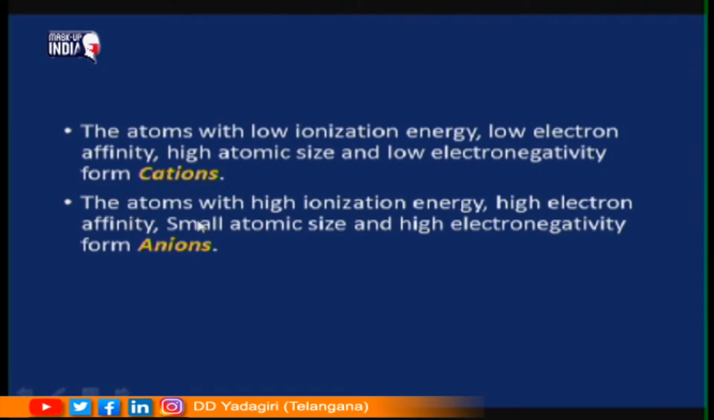Children, if the atom has high ionization energy, that means it requires a lot of energy to remove an electron, and it releases a lot of energy when attracting an electron, and if the atomic size is less, that means there is a lot of attraction between the nucleus and the outermost electron, and if it has a high tendency of attracting electrons, then they can easily attract electrons and they can form anions.